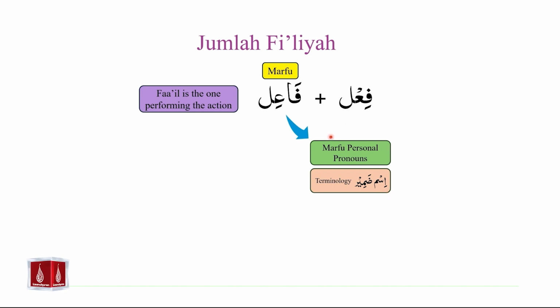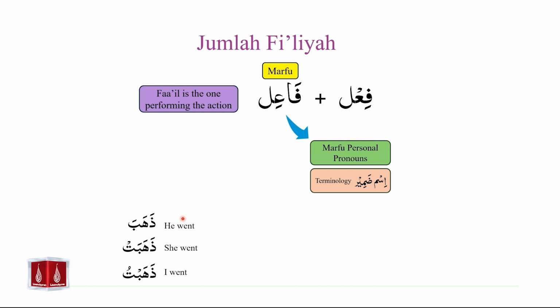Using the marfu personal pronouns, we made Jumla Fi'liya such as Zahaba, Zahabat and Zahabtu. In the case of Zahaba, the Fa'il is Huwa or he. In the case of Zahabtu, the Fa'il is Ana or I.